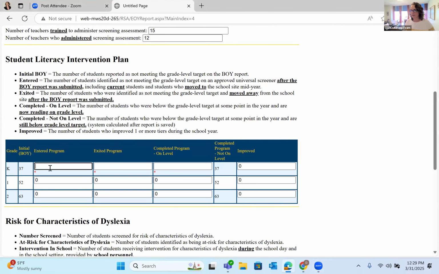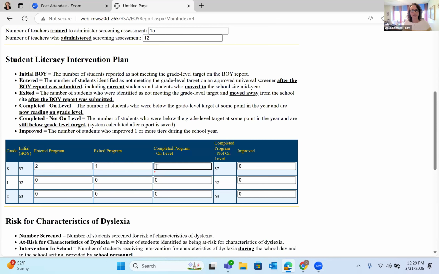So for this school, I'm going to put that they had 2 students either enter the school by moving in or scoring lower later in the year. And then the next column is exited. This is the students who were identified as not meeting the grade level target and moved away from the school after you'd already submitted your numbers. So I'm going to put that they had 1 student move away.